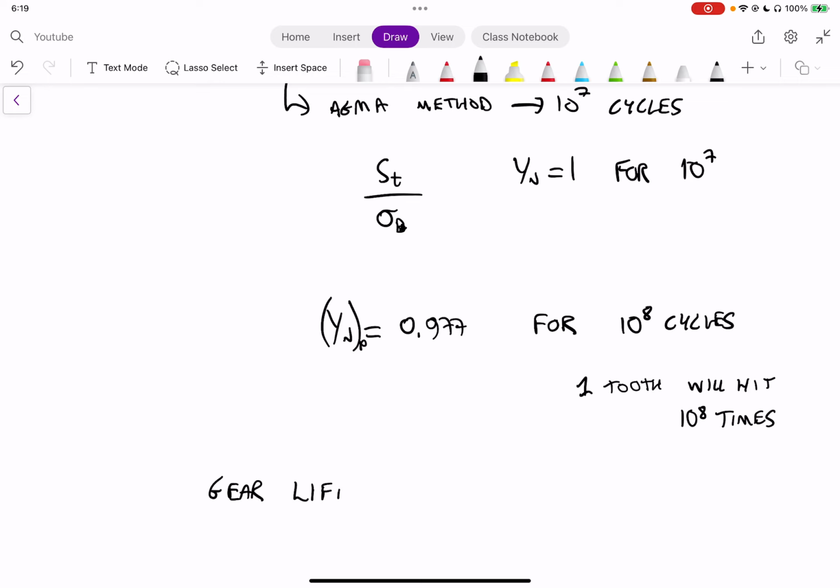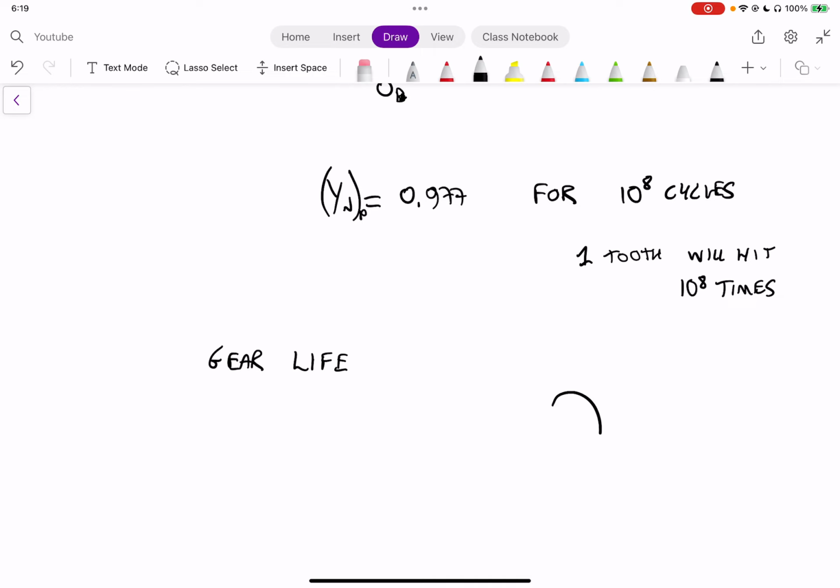So let's think about gear life a little bit. Let's say we have our gear and pinion system, and we know that our gear ratio is 3:1. So NG over NP is equal to 3. That means for every full rotation of the pinion, how many rotations does the gear do? The gear does only 1/3 of a rotation every time the pinion does a full rotation.